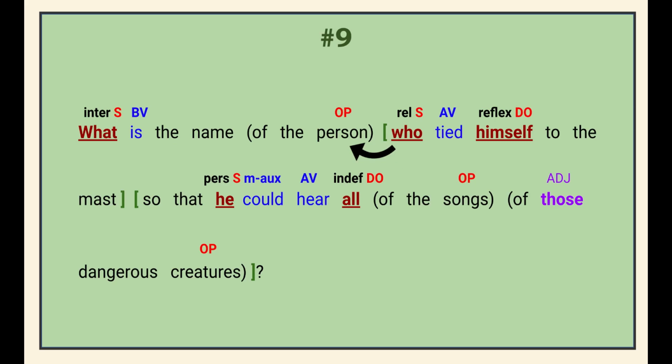The next pronoun is he. It's a personal pronoun and it's acting as the subject of the verb could hear. Our final pronoun is all. It's an indefinite pronoun and it's acting as the direct object for the action verb could hear. Be careful with the word those. Even though it looks like a demonstrative pronoun, it is actually acting as an adjective because it modifies the noun that it's placed next to, creatures.